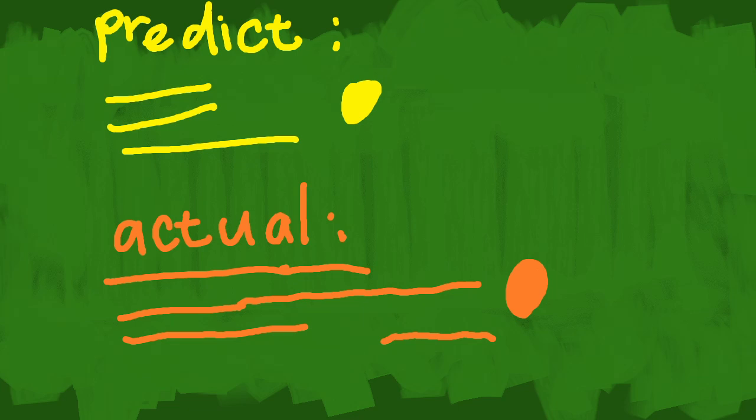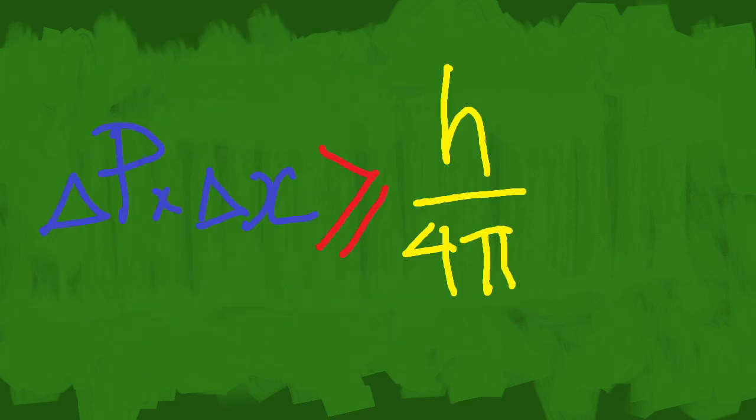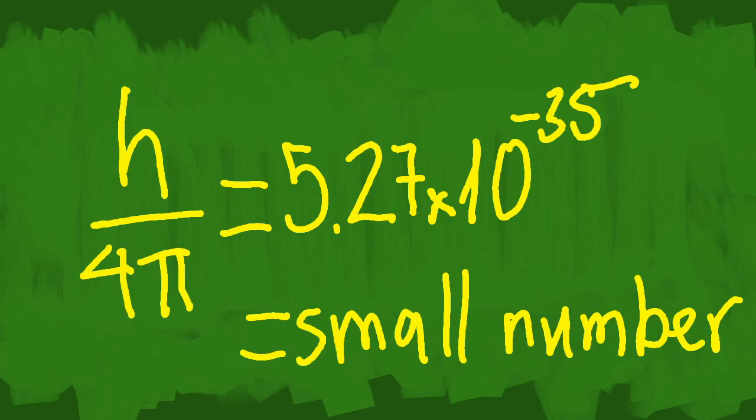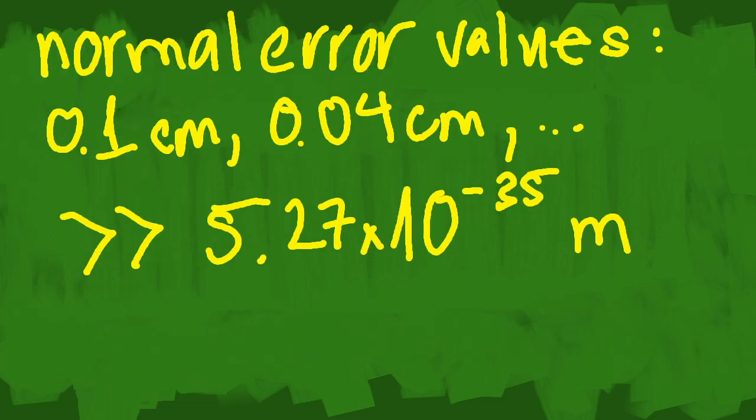and the actual value. Once again in this equation, the multiplied values of delta x and delta px is higher or equal to h divided by 4 pi, which if you calculate, you get an abysmally small number. And just using the error numbers calculated from normal values like centimeters or meters, it is still flabbergastingly larger than the h divided by 4 pi.